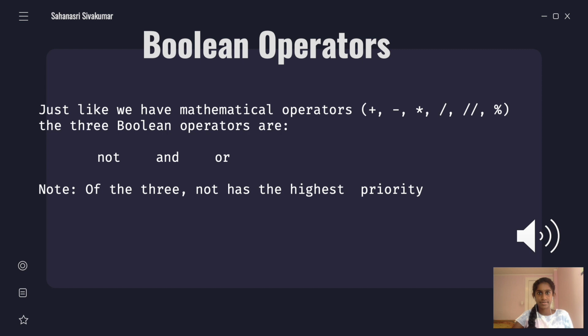In addition to comparison operators, there are also Boolean operators, which are not, and, or. Of the three, not has the highest priority when there's a list of Boolean operators in one conditional statement. This is like your order of operations for conditional statements.